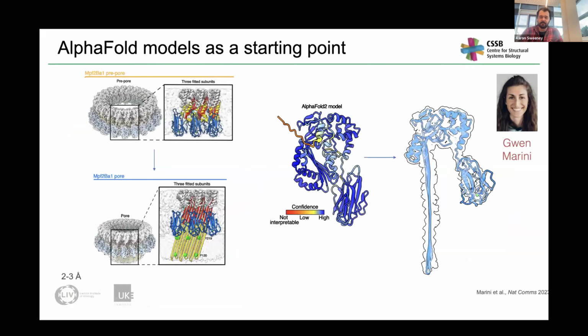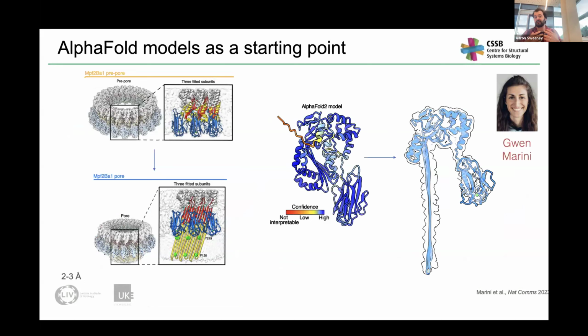In the past, flexible fitting approaches would typically rely on models, say, from crystallography or from other cryo-EM experiments. But today, we're in this very lucky situation where we have high accuracy structure prediction methods such as AlphaFold. But still, AlphaFold models are not always perfect, and they pose challenges for us.